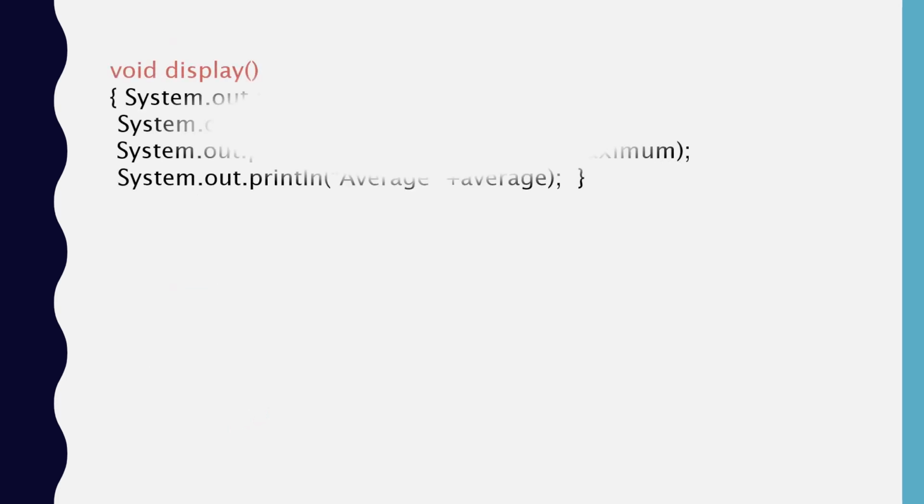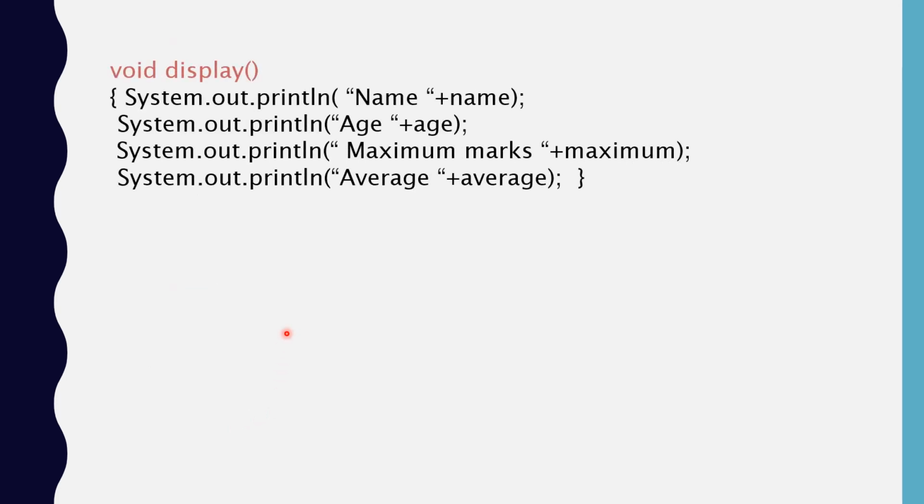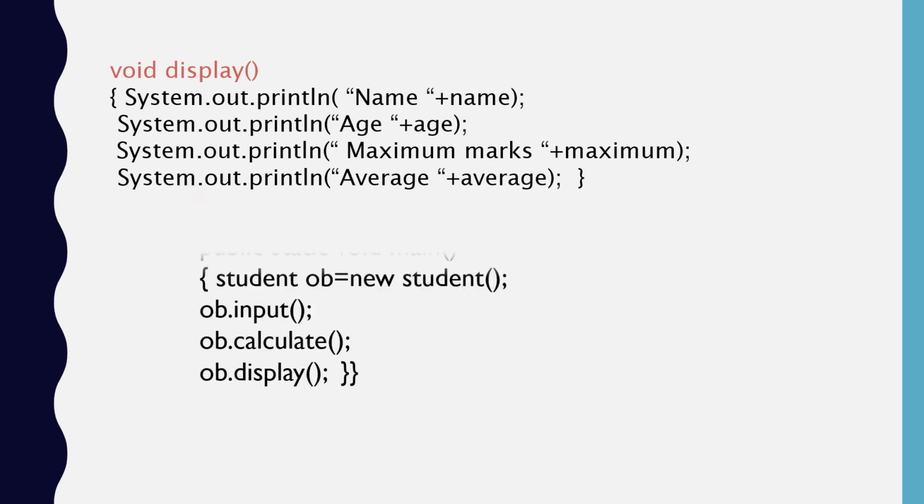Now the last function, void display. In void display, we will print all the details. Name, age, maximum marks and average. So all the details are put in order. So all our functions are finished and now in the end we have to do the main function.